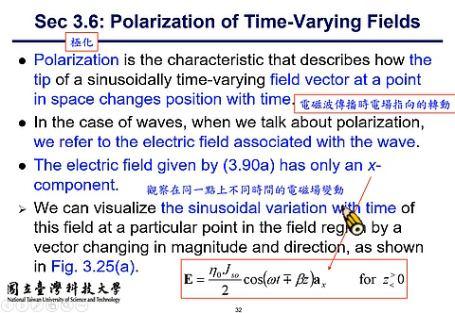So for this kind of electrical field, we can say this electrical field has a linear polarization, 线性的极化, linear polarization. And the polarization is in parallel with the x direction.